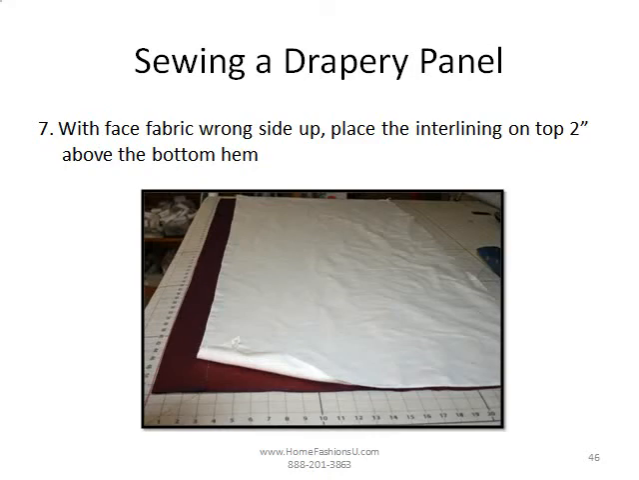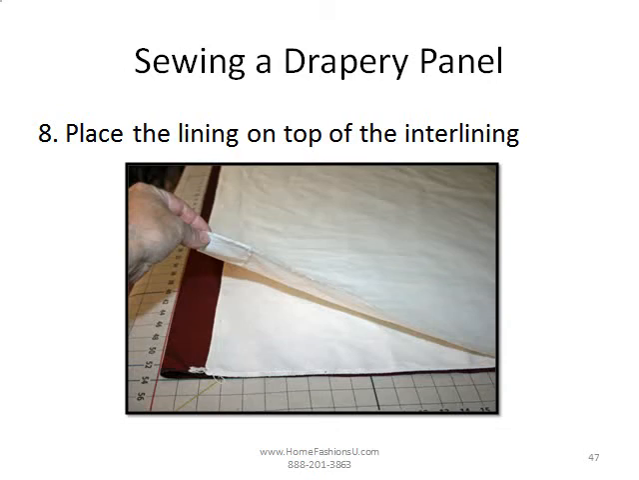With the face fabric wrong side up, place the inner lining on the top and place the serged bottom edge 2 inches above the bottom hem as shown. Then you place the lining on top of the inner lining with the hemmed side face down.